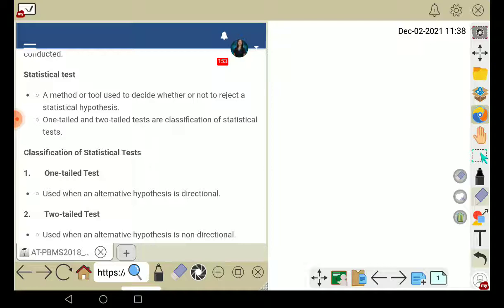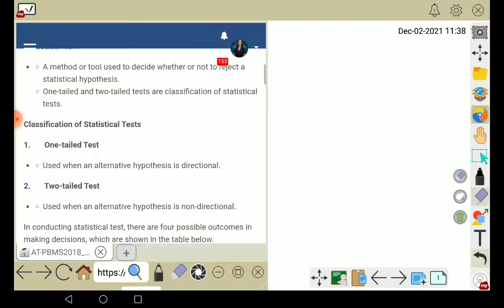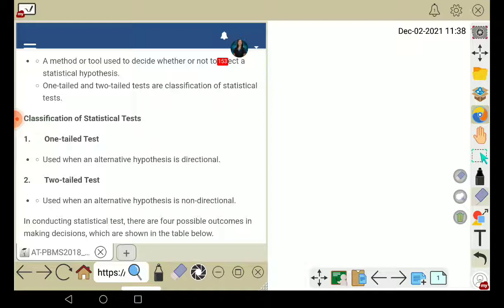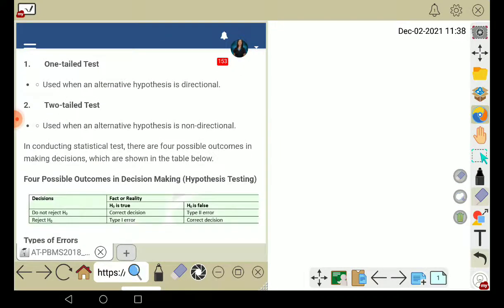Take note, when the test is directional, it is one-tailed, and when it is non-directional, it is a two-tailed test. Again, one-tailed is for directional and two-tailed is for non-directional. One-tailed is given by the symbols greater than or less than, and the two-tailed test is given by the symbols equal to and not equal to.